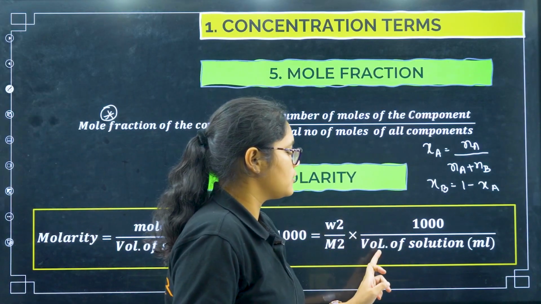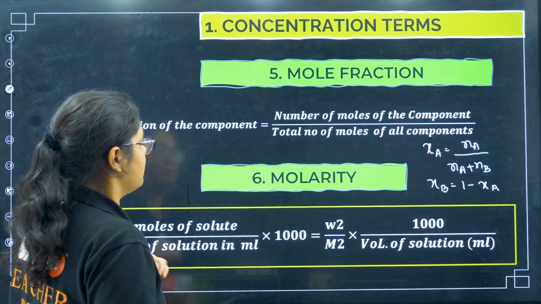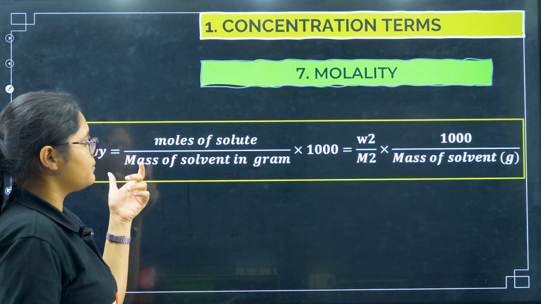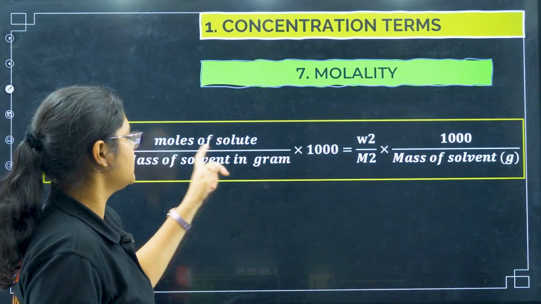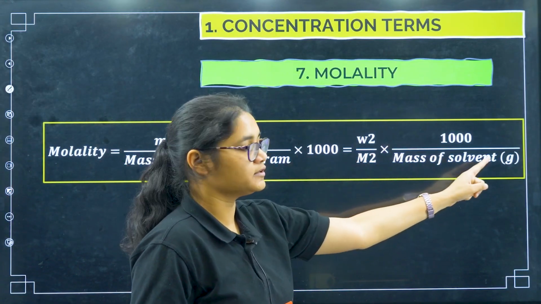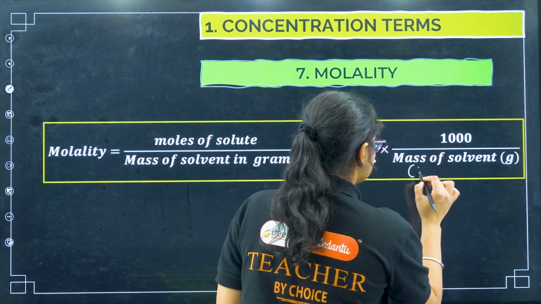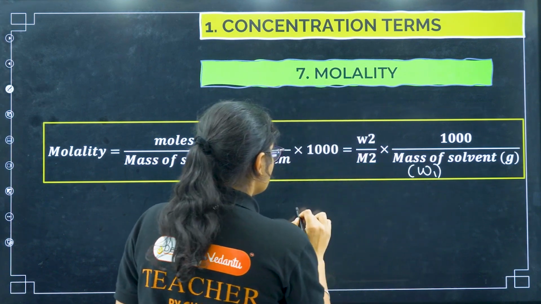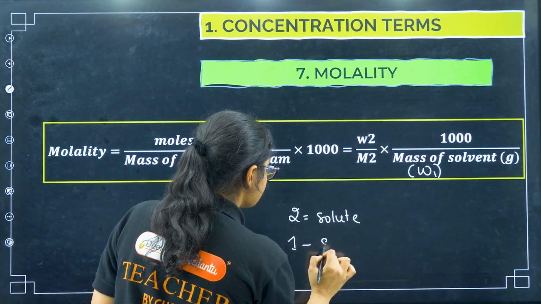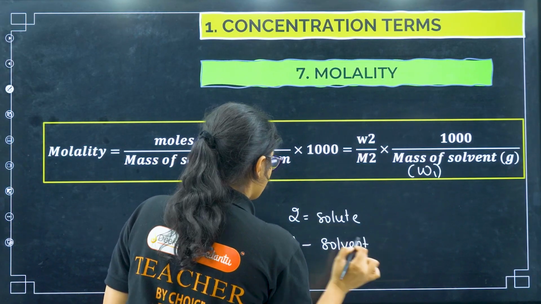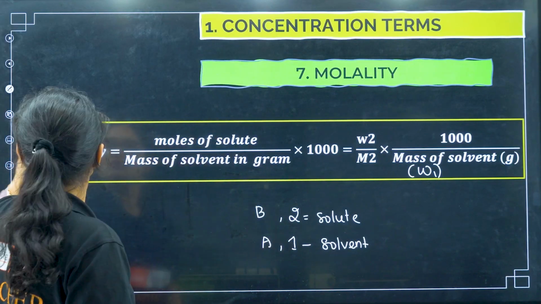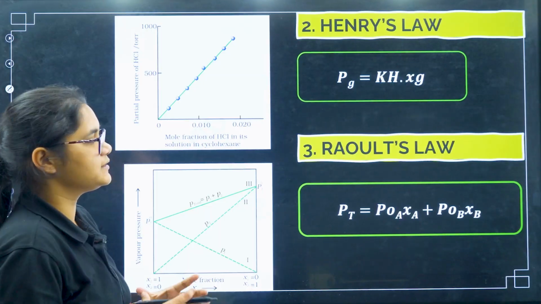Next, molarity: number of moles of solute by volume of the solution in ml into 1000, that is W2 by M2 into 1000 by volume of the solution in ml. Next, molality: number of moles of the solute by mass of the solvent in gram into 1000. So the number of moles of the solute you can write as W2 by M2, into 1000 by mass of the solvent in gram. Mass of the solvent is represented as W1. So 2 is always for solute and 1 is for solvent. Similarly, you can use letter B for solute and letter A for solvent.